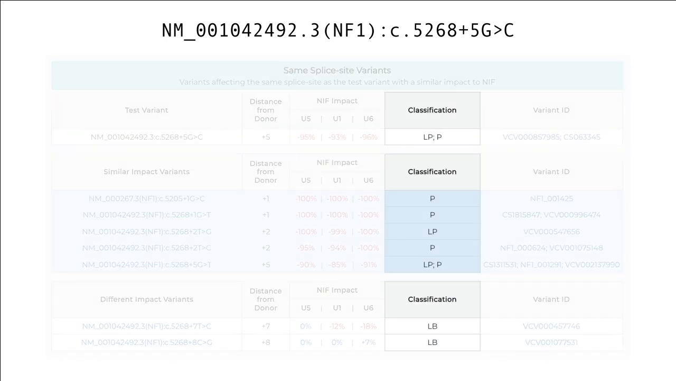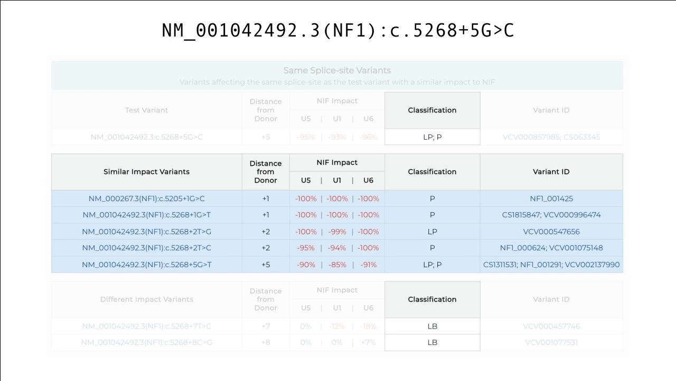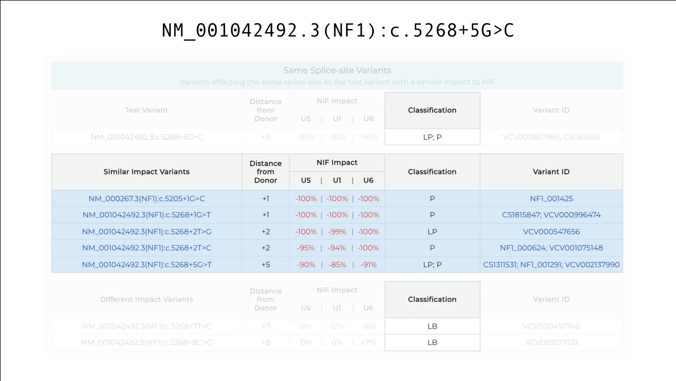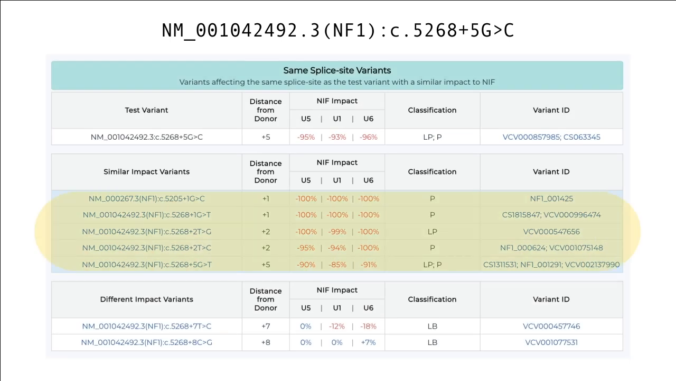Notice all 5 similar impact variants are classified likely pathogenic or pathogenic, and the 2 variants with different impact are classified likely benign. Our statistical analyses show that if your test variant has 1 or more similar impact variants classified pathogenic, this provides 100 to 1 odds that your variant will also cause pathogenic missplicing. Equally, if your test variant has 1 or more similar impact variants classified benign, odds are 100 to 1 your variant will maintain benign normal splicing. So, this NF1 variant with 5 pathogenic similar impact variants is extremely likely to also elicit pathogenic missplicing.